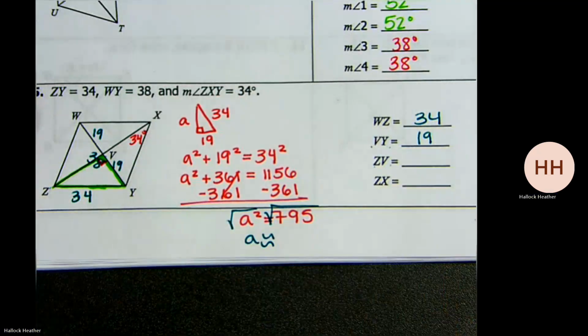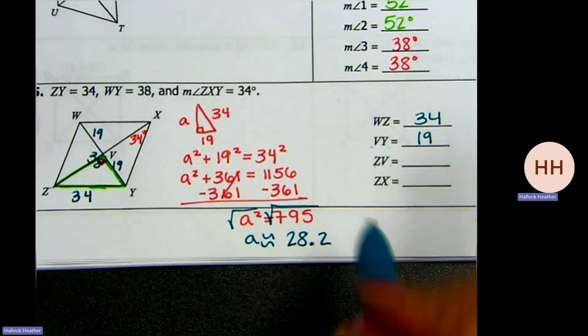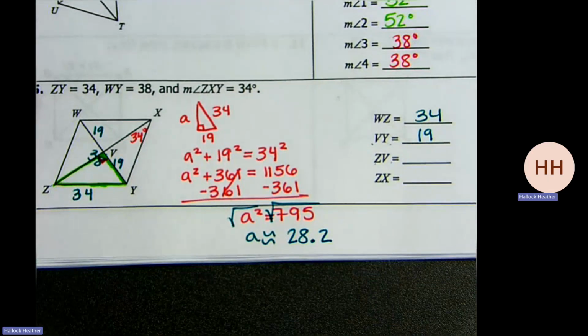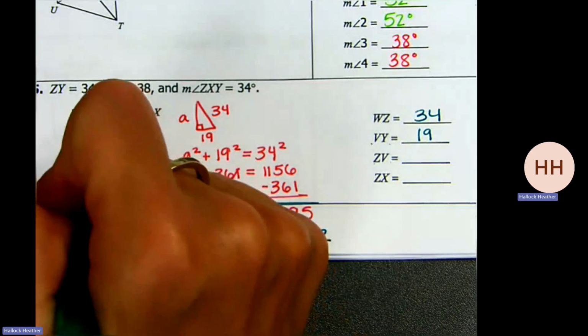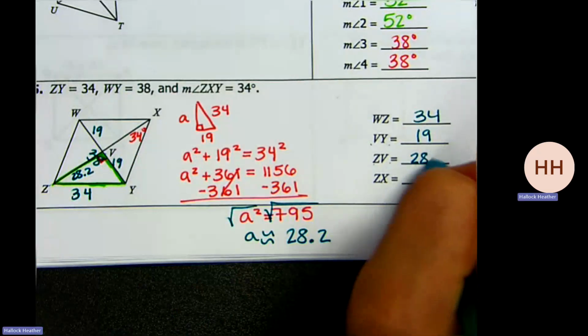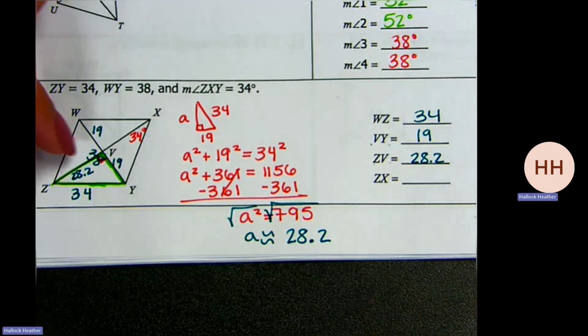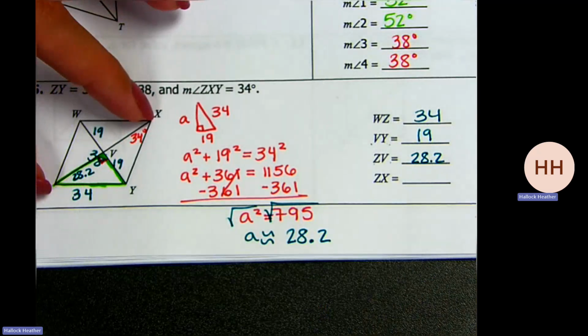It's a decimal. 0.2. You do have to round it just to the nearest tenth. Yes, so this is 28.2. So I'll put that in my picture, 28.2. So if that little piece is 28.2, what is Z to X going to be?